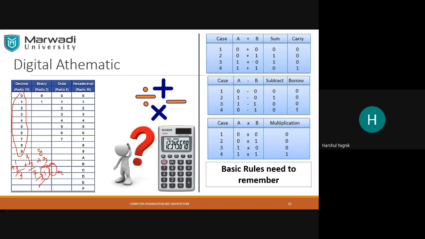Similarly, in the binary system, when we add 1 plus 1, it is 2. How is 2 represented in binary? 2 is represented in binary as 1 0. Yes. So 0 is the sum, which has a position of 2 raised to 0, and 1 is considered carry, which has a position of 2 raised to 1. So this is the radix 2 system, and this is the radix 10 system.